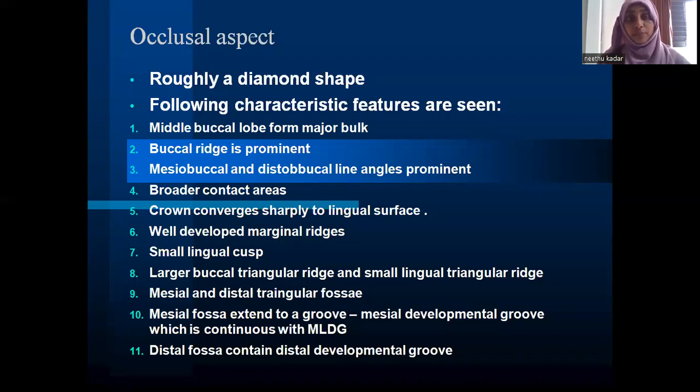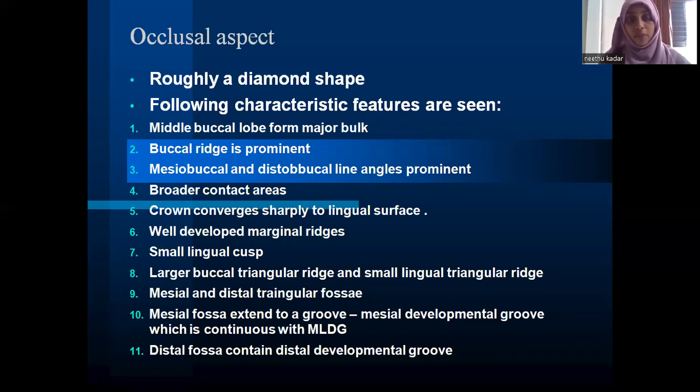From the occlusal aspect, the crown appears to be diamond shaped. These are the characteristic features seen from the occlusal aspect. The middle buccal lobe forms the major bulk. You can appreciate the buccal ridge, and the mesiobuccal and distobuccal line angles from this aspect. The broader contact area can be visible from the occlusal aspect. The crown converges sharply to the lingual surface, which is a feature also seen in the canines.